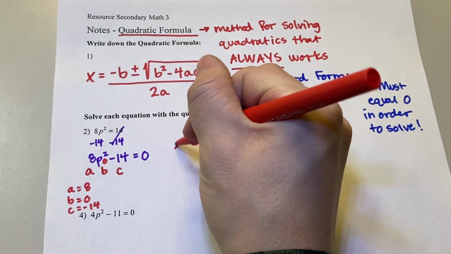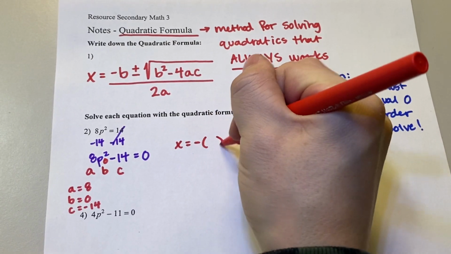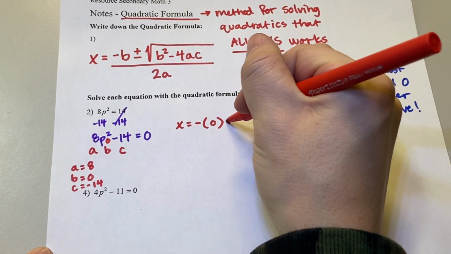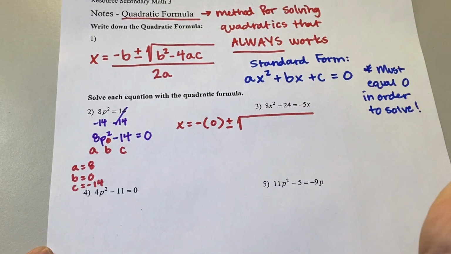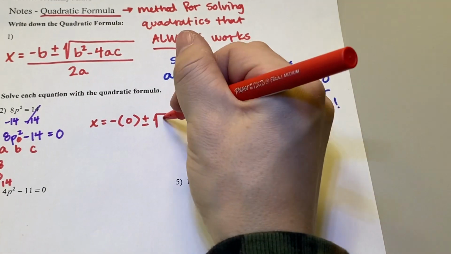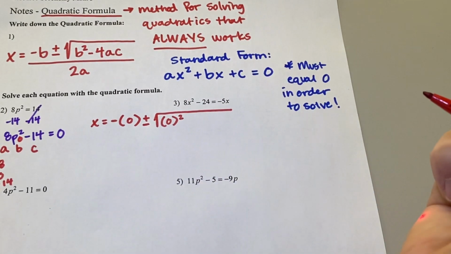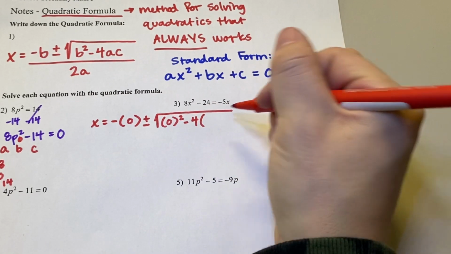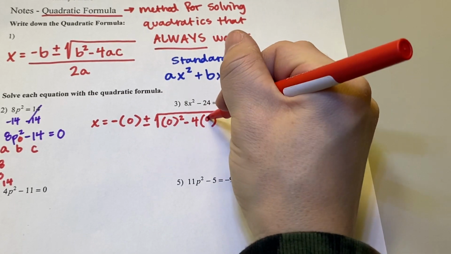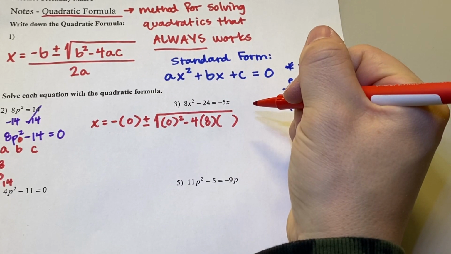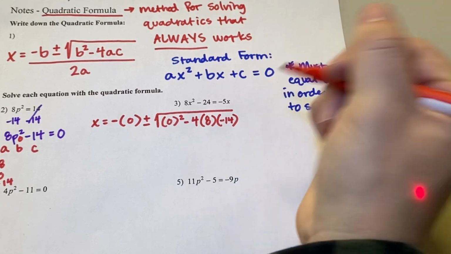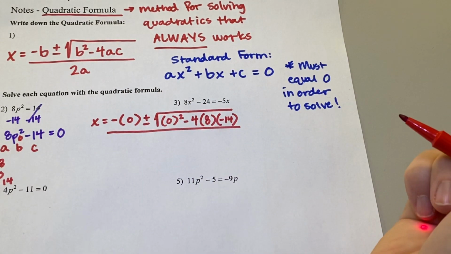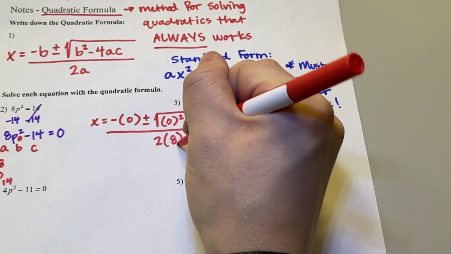Oh no. x is equal to negative B, but don't put B. What did we decide B was? 0. Plus or minus the square root, and give yourself some space, of B squared, which we said was 0, right? B is 0. Minus 4, that always is a 4, times A. What was my A? 8. Times C. What was my C? Negative 14. Don't forget that negative. And it's all being divided by 2 times A. Well, our A was 8, so 2 times 8.